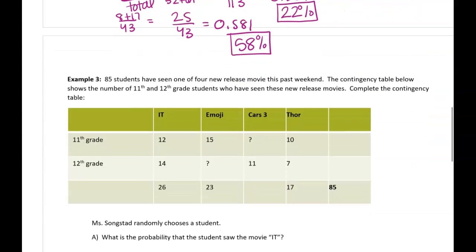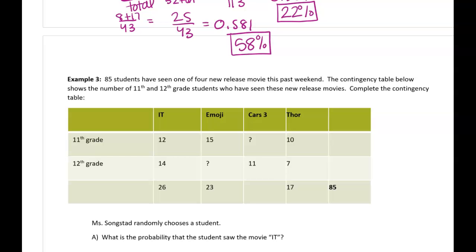This next example, I'd like you to pause and try to do this on your own. And if you're like, I'm so confused, I can't, that's totally okay. You can just not pause and just watch me, okay? All right, so 85 students have seen one of 4 new release movies this weekend. We have the number of 11th and 12th graders who have seen these. We want to complete the table.